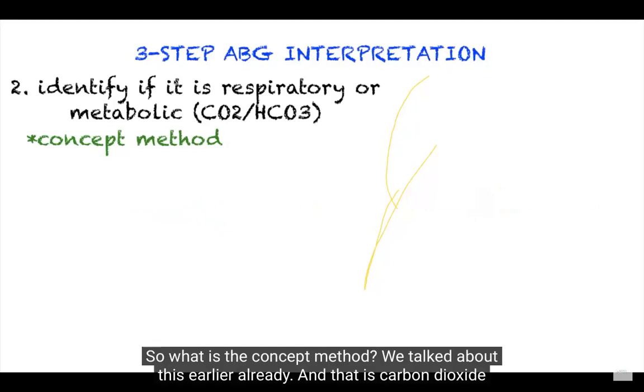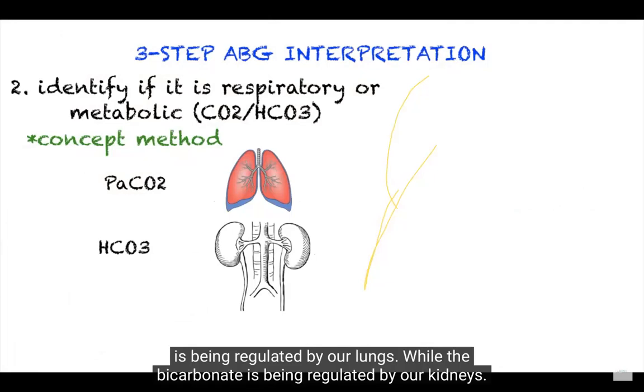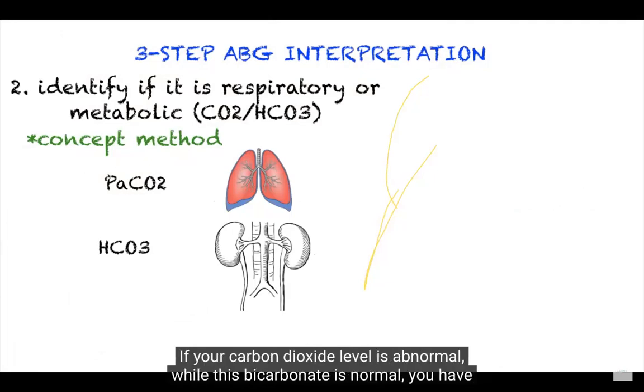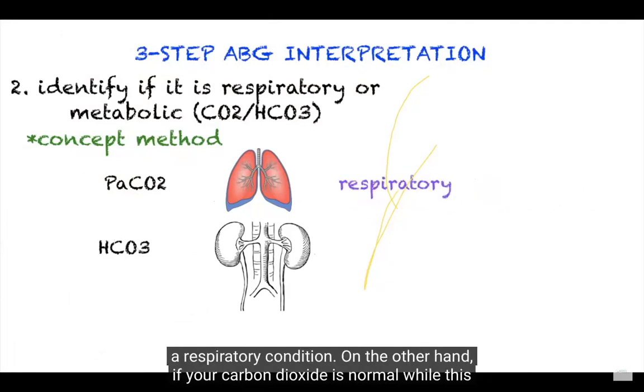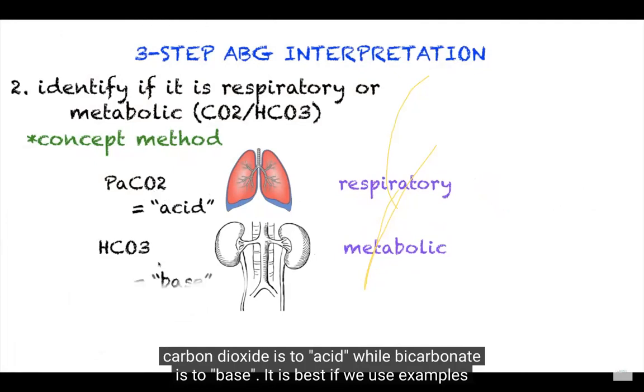So what is the concept method? We talked about this earlier already: carbon dioxide is regulated by your lungs, while bicarbonate is regulated by your kidneys. If your carbon dioxide level is abnormal while your bicarbonate is normal, you have a respiratory condition. On the other hand, if your carbon dioxide is normal while your bicarbonate is abnormal, you have a metabolic condition. And just to throw it out there, remember that carbon dioxide is to acid while bicarbonate is to base. It is best if we use examples for this method.